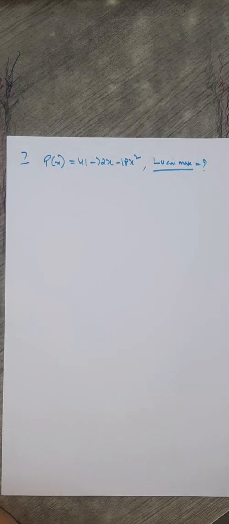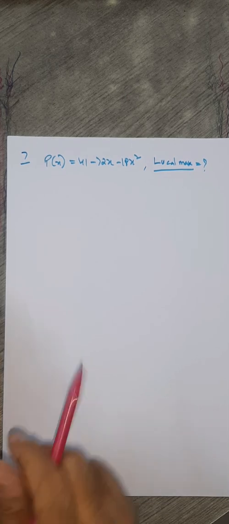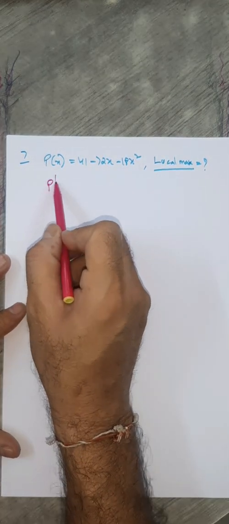Whenever you are asked for absolute maximum or minimum, the domain should be an interval, as we discussed in the theory, you know very well now. So how many times do we need to differentiate it?